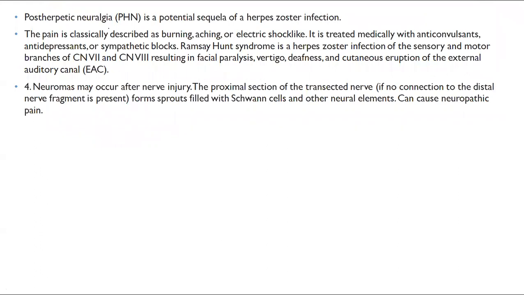Post-herpetic neuralgia mainly occurs after herpes zoster infection. It is burning, aching, electric shock-like, mainly treated with anticonvulsants, antidepressants, and sympathetic blocks. Ramsay-Hunt syndrome is very important. It is a herpes zoster infection of sensory and motor branches of the facial nerve and eighth nerve, resulting in facial paralysis, vertigo, deafness, and cutaneous eruption of the external auditory canal. Neuromas may occur after nerve injury. The proximal section of the transected nerve forms sprouts within the Schwann cells and other neural elements, which can cause neuropathic pain.